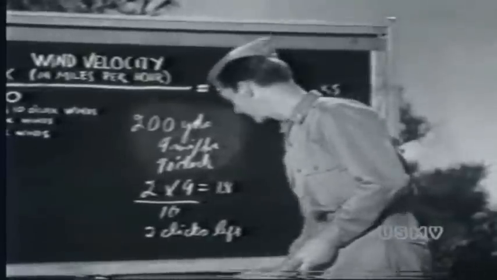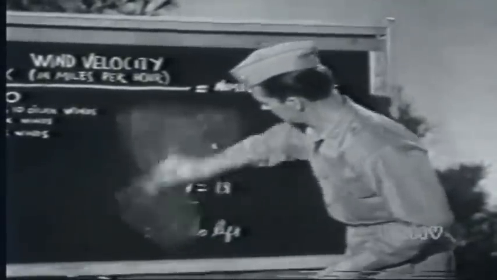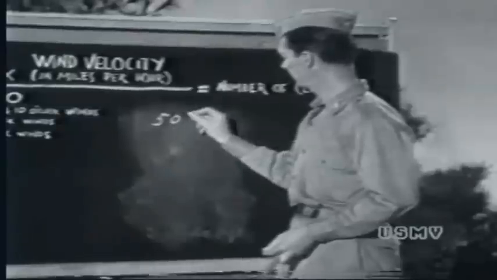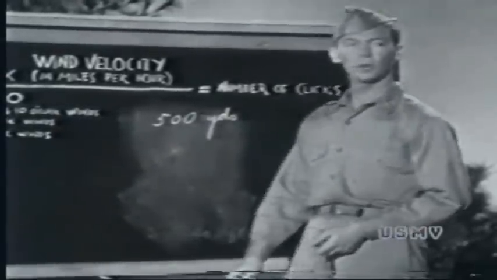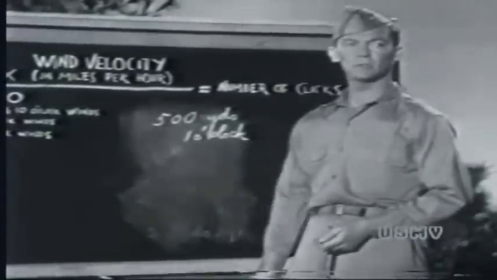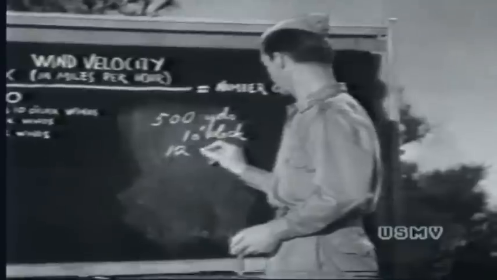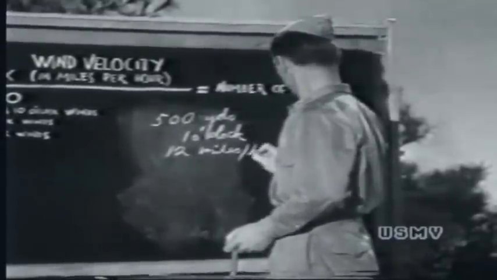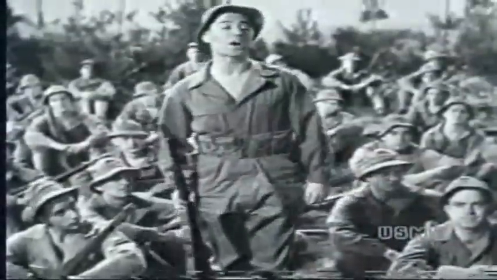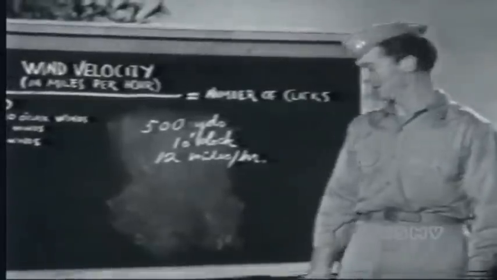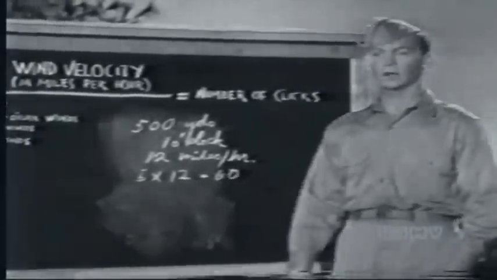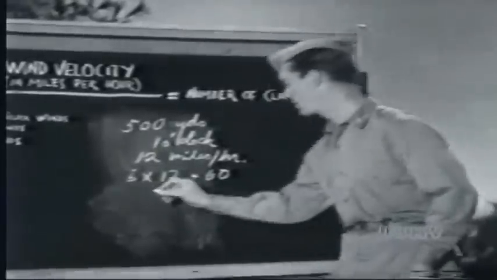Now here's another. Your range is 500 yards. Your wind's from 1 o'clock. And your estimated speed is 12 miles an hour. Peters. 5 times 12, sir, 60. Good. You're way ahead of me. Then what? Divide 60 by 10, throw away the 0, gives us 6.